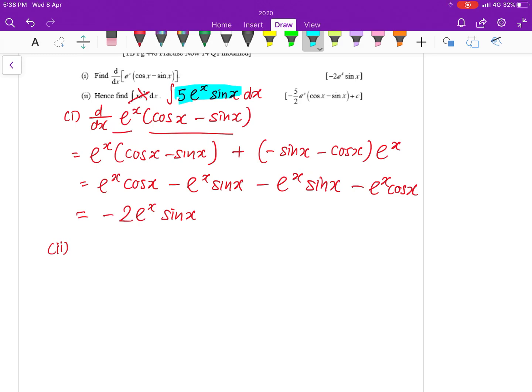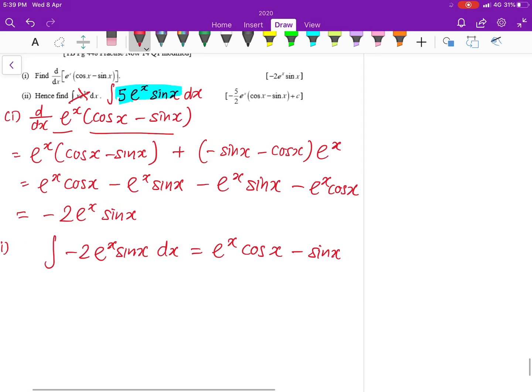So if I want to integrate this, how do I do that? It doesn't look like my answer for part 1, because in part 1 the answer is negative 2 ex sine x, but in part 2 I'm integrating 5 times ex sine x. So how to do this? Don't worry, we will do the same method. It's very similar to the previous questions. And the 5 will appear later. If I integrate this, I should get back the original, which is ex cosine x minus sine x.